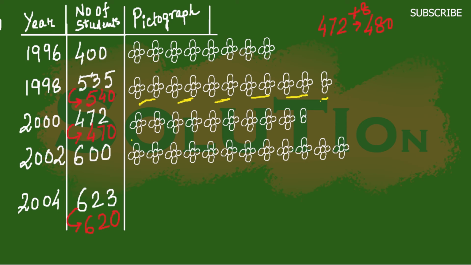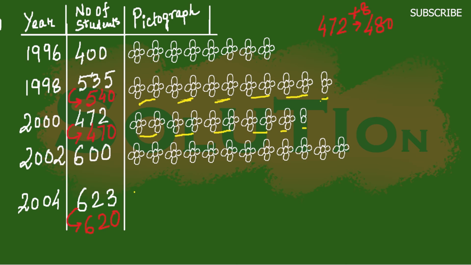470 I can represent like this. We have our 2 flowers, which will represent our 100. Then we have 200, 300, 400. This is 450, and this symbol represents 20. So this is my 470.